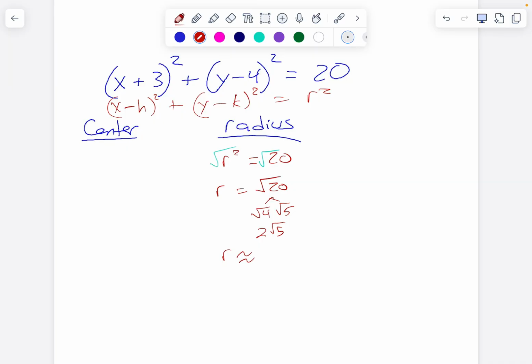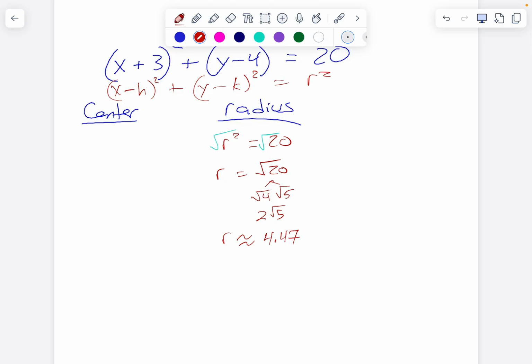Or we could approximate it, which I heard you clicking. So what did you get? 4.47, like that. Okay, so it's approximately 4.47, just depending on the application that we're working in. Okay, center.